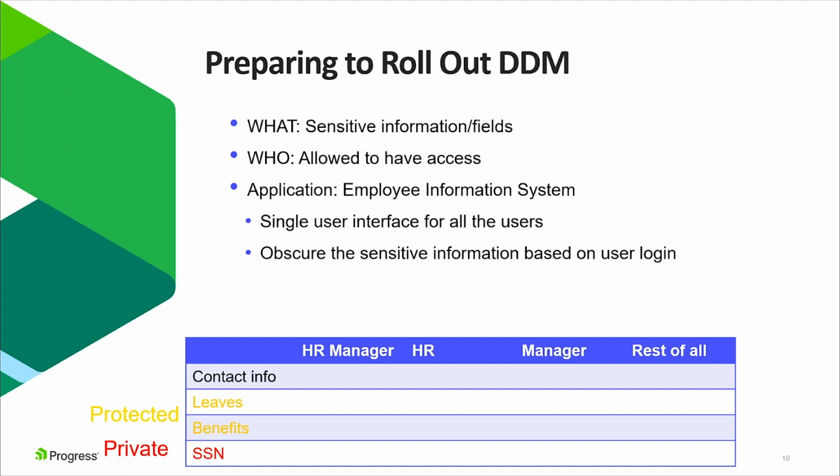Okay, so we have different categories of users. We have HR managers, HR staff, and managers in the system, and then all the rest of the employees. The HR manager will be able to see all the information. So if you are working as an HR manager, you will be able to see all the information. HR staff will see only a few fields like leaves.